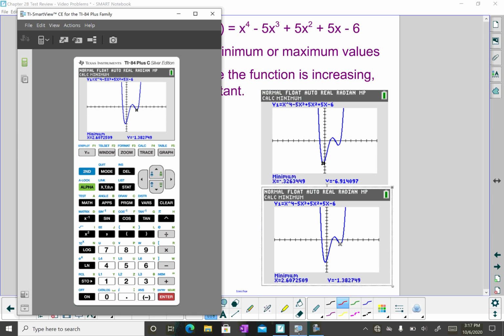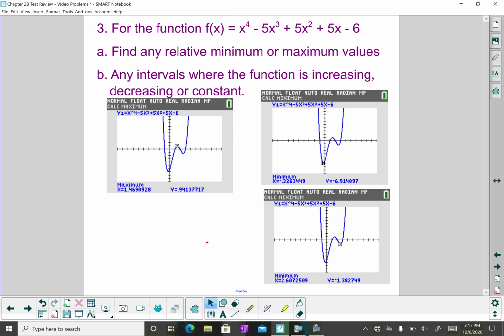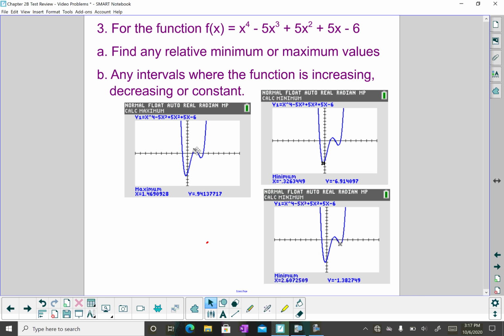And then one more. We're going to get the maximum. Second, calculate. Maximum number 4. I would say the maximum looks like it's showing up between 1 and 2. So left bound 1, right bound 2, guess. And there is my maximum. All right, so let's go ahead and list what each of those are.